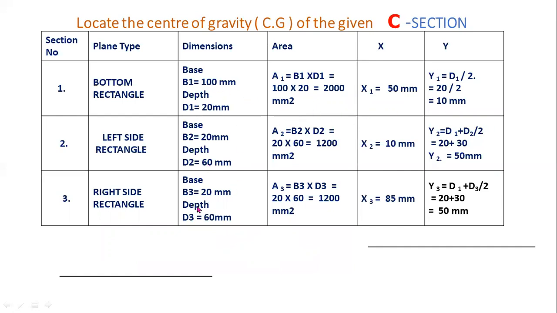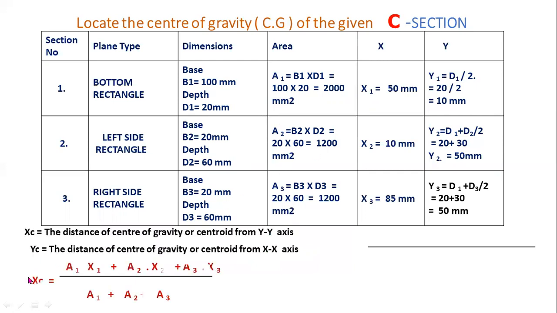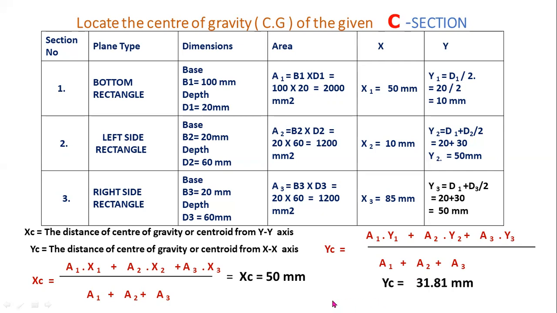So these are the individual dimensions. These are the individual areas. Already we know XC and YC. XC is the distance of the centroid of the entire section from the y-axis. Now you have to substitute the values of x1, x2, x3, A1, A2, A3. After substituting these values, you can get the value of XC. XC equals 50 mm. In a similar way, YC is the distance of the centroid of the entire section from the x-axis. Now you have to substitute the values of A1, A2, A3, Y1, Y2, Y3. After substituting, you can get the value of YC. YC equals 31.81.